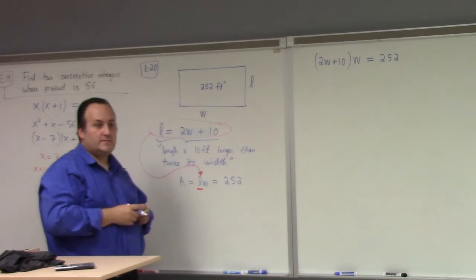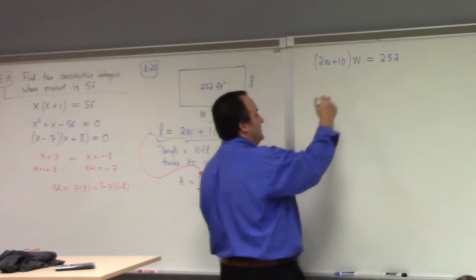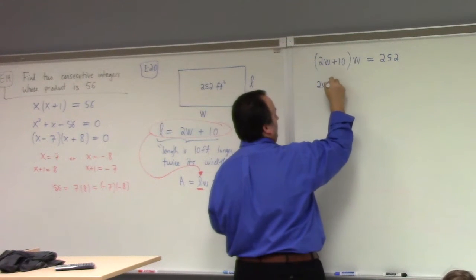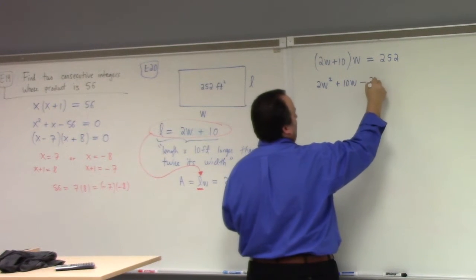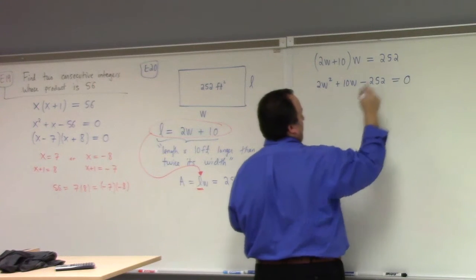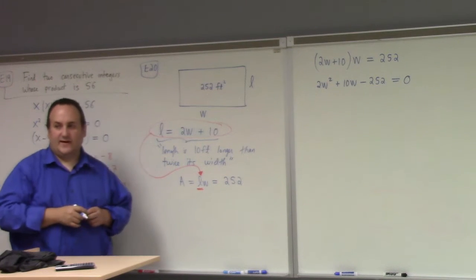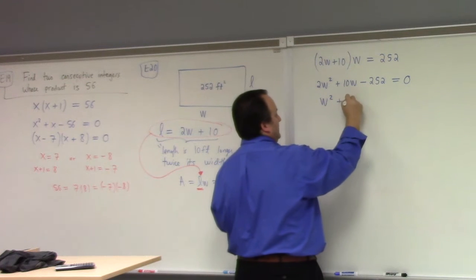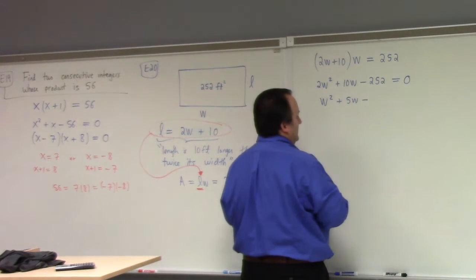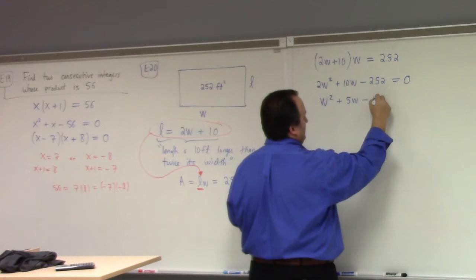Can we solve that? I mean, I hope so. Let's put it in standard form, see if we can see what we're dealing with here. We got 2W squared plus 10W, oh, excuse me, yeah, plus 10W minus 252 equal to 0. So everything's even. Why don't we just divide by 2 to make our life easier? Yeah? So this is W squared plus 5W minus 126.